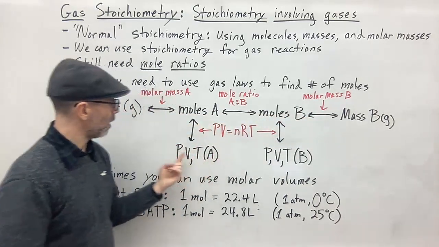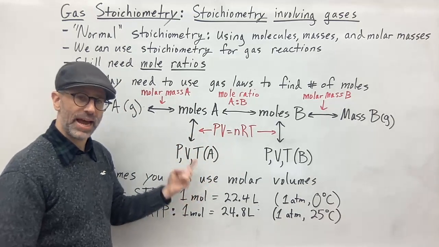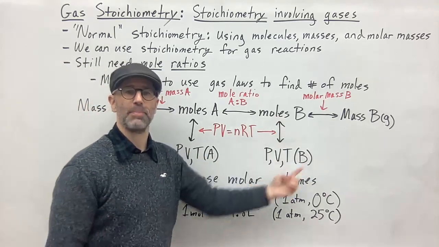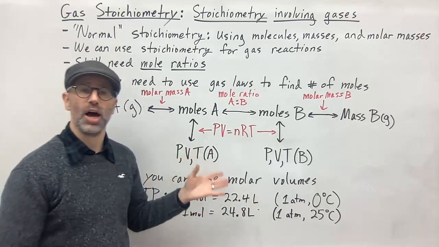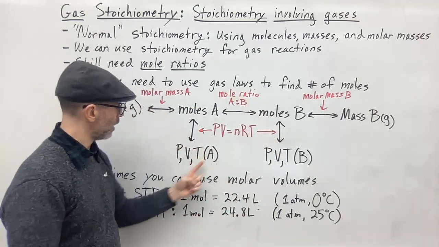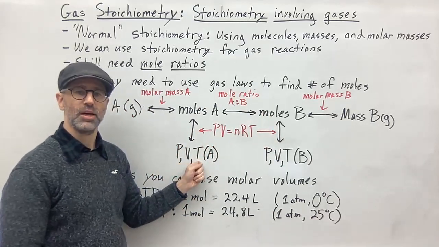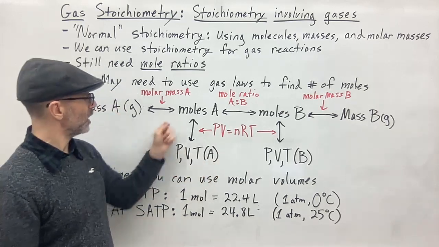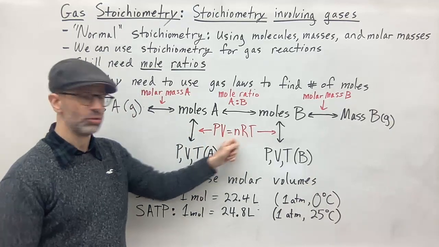I could have a problem where it gives me liters of a certain amount of reactant gas, and I want to know how many liters of a product gas I may find. In order to do that problem, I would follow the roadmap. I would first take the pressure, volume, and temperature they give me for gas A and plug that into PV equals nRT to find the number of moles.